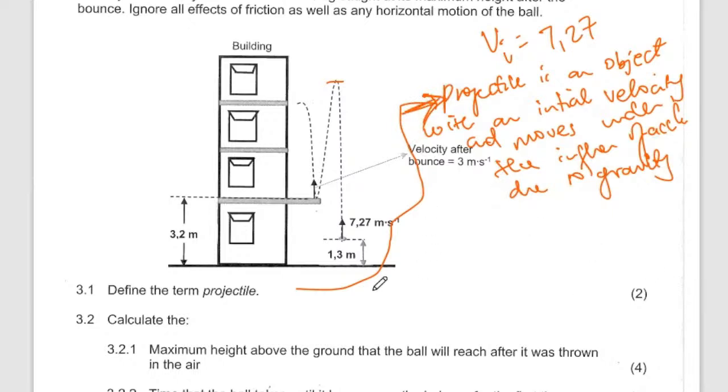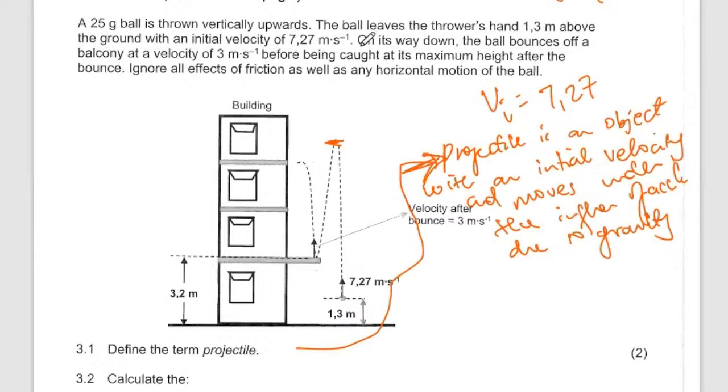Then for the third question, they want us to calculate the maximum height above the ground that the ball will reach after it was thrown in the air. So what we know about the initial velocity is that the VI is 7.27 meters per second. They want the maximum height.